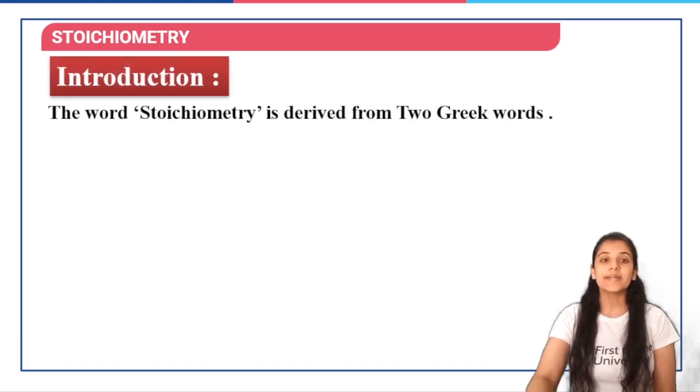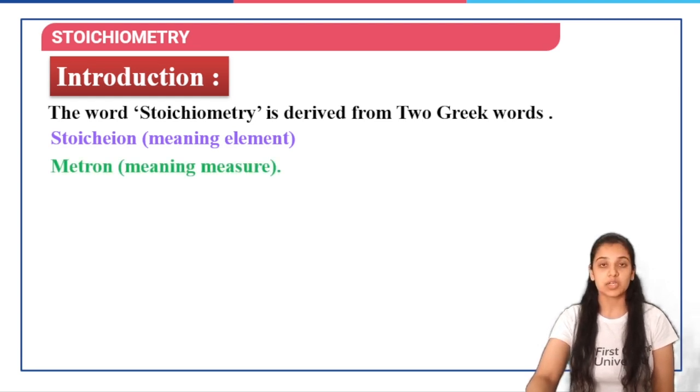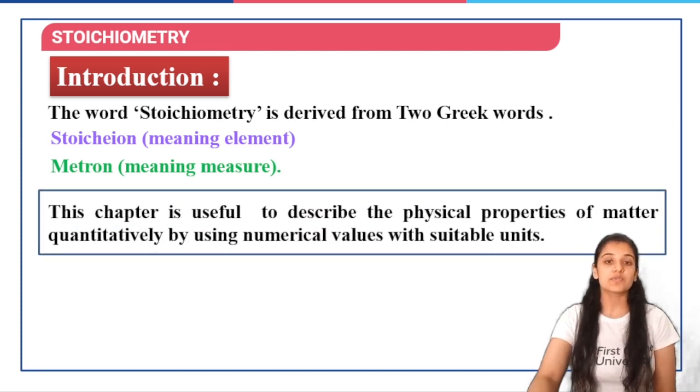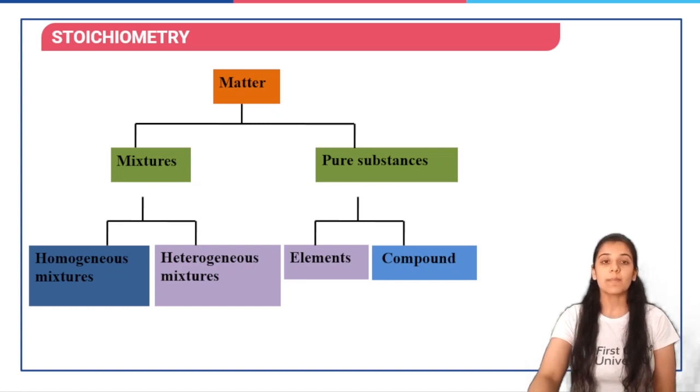Let us discuss the introduction to this topic first of all. The word stoichiometry is basically derived from two Greek words, stoichion, which means element, and metron, which means measure. So measuring the amount of element that is present is what we refer to as stoichiometry. This chapter is very useful to describe the physical properties of matter quantitatively by making use of numerical values along with suitable units. When I talk about matter, matter can be further classified into mixtures and pure substances.